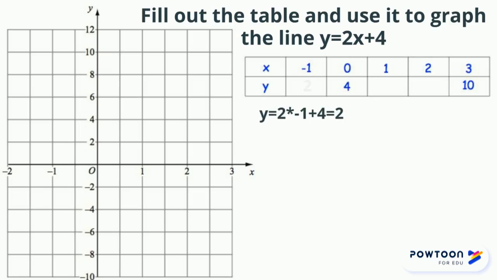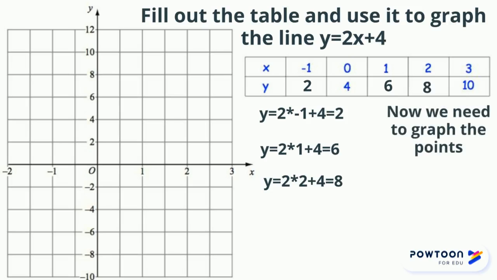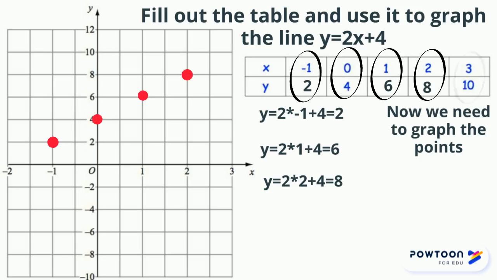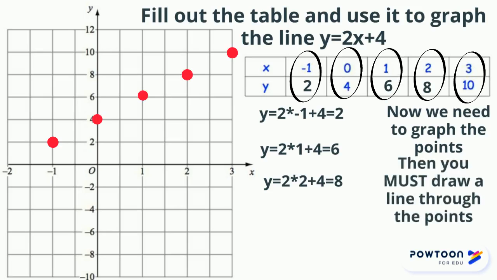To do this, start by just substituting the x values in to solve for y. Next step is to plot the points. Now the points actually come from the vertical columns, so there's a point at -1, 2, and so on. So we'll do that. And then the last step is that you must draw a line through the points, and if they don't go all the way to the edge of the grid, continue that line to the edge.